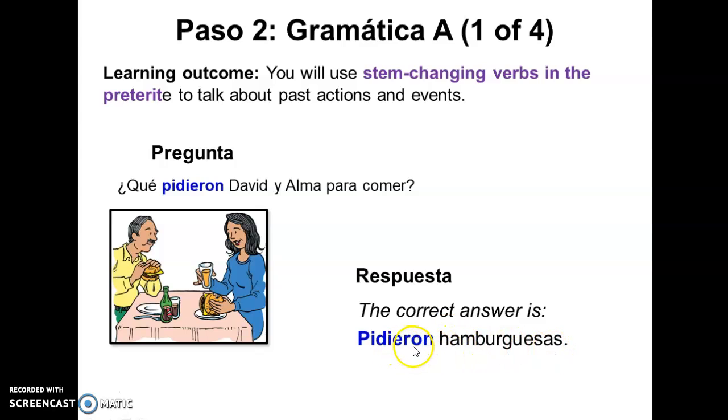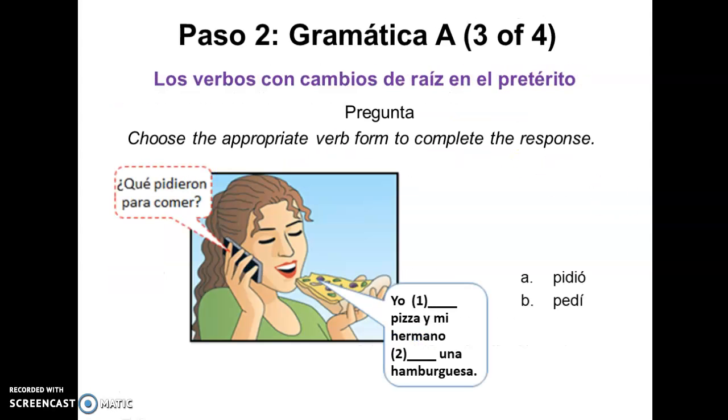So they ordered hamburgers. Basically, what happens to these stem changing verbs is that the stem changes, and so it becomes really different compared to the original verb. There's a not so big list, but a few of those verbs that have the same structure.